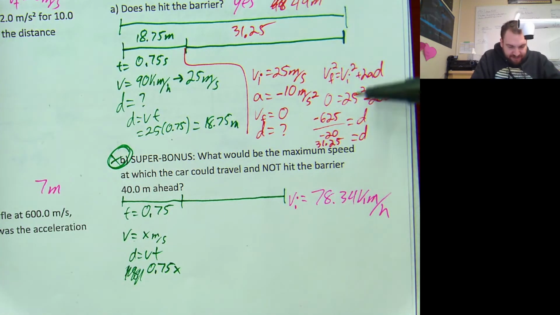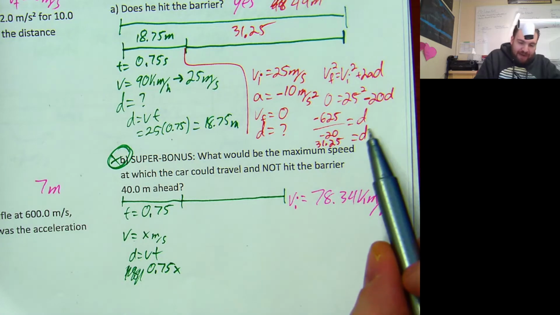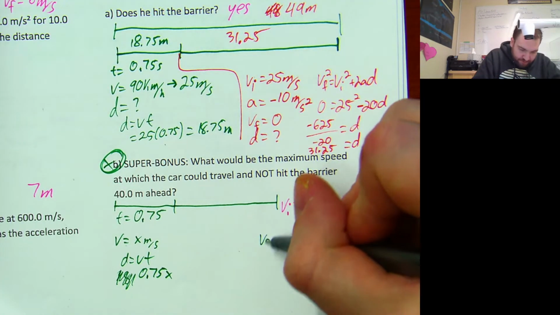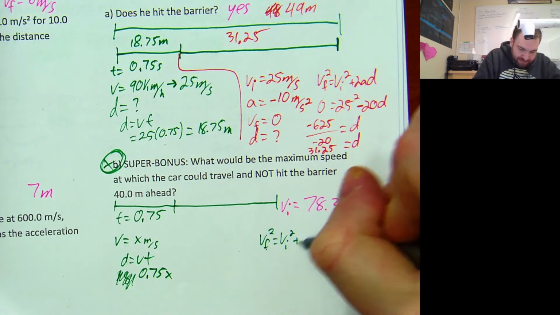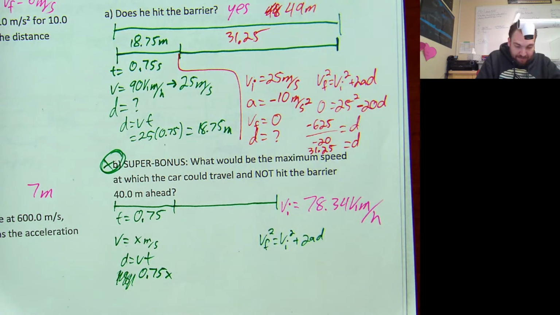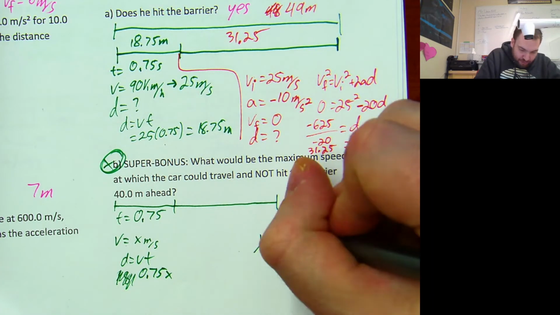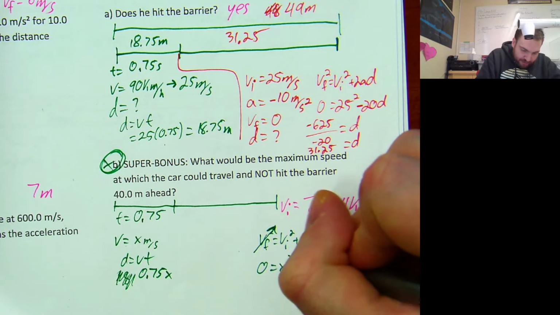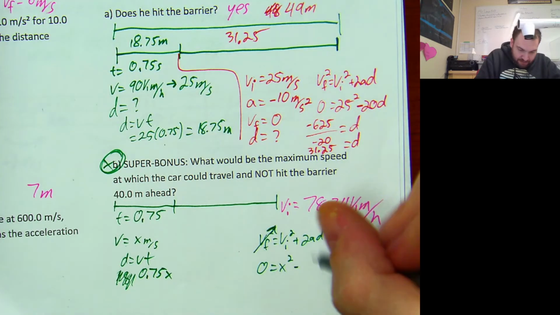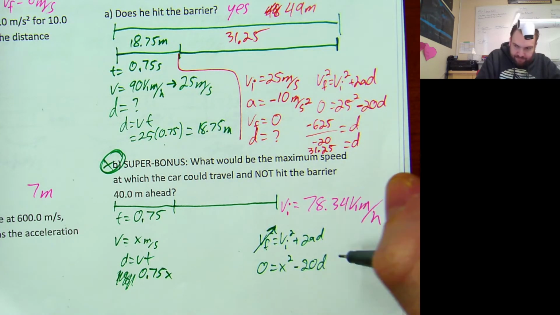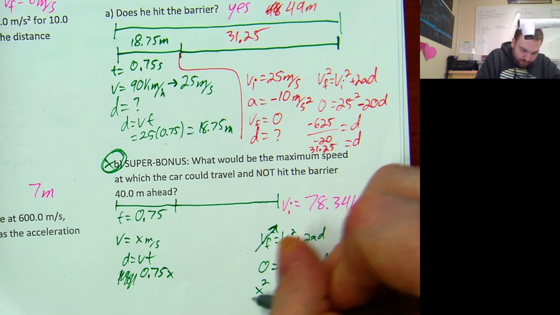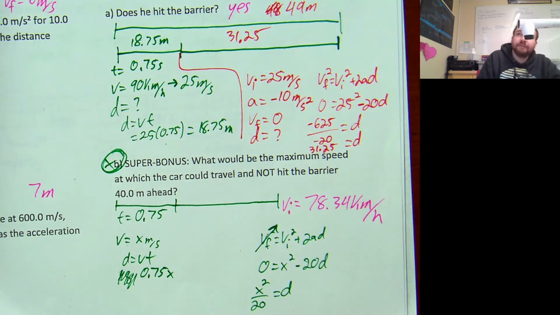The second distance, if I go back up here and I rejig this thing, I'm just going to rewrite it. Vf squared equals vi squared plus 2ad. I'm just going to solve it for d. That's 0. So this is going to be 0 equals x squared. The acceleration is the same, minus 20d. So then this is going to become x squared over 20 equals d.